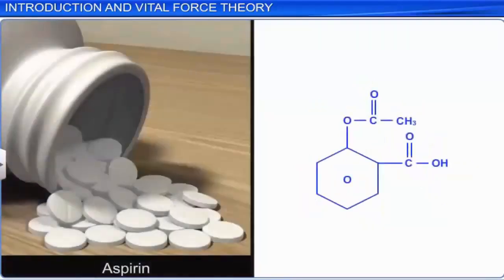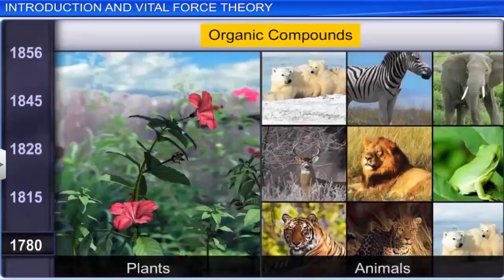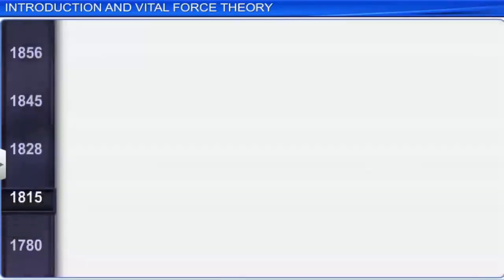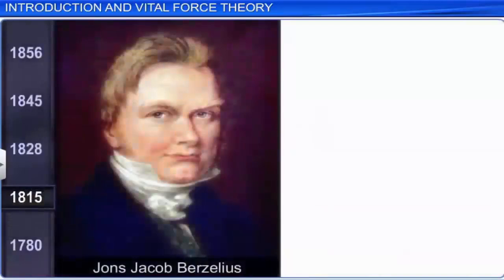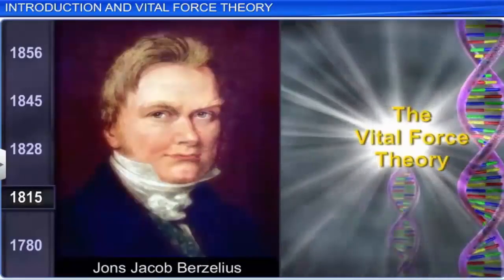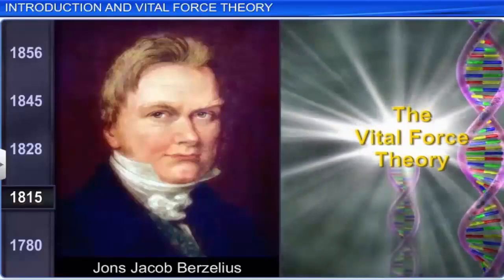In 1780, chemists discovered that organic compounds can be obtained directly or indirectly from plants and animals, while inorganic compounds are obtained from non-living resources such as minerals and rocks. In 1815, Berzelius, a Swedish chemist, suggested the vital force theory. In his theory, he stated that organic compounds are produced only under the influence of some mysterious force existing in the living organisms.